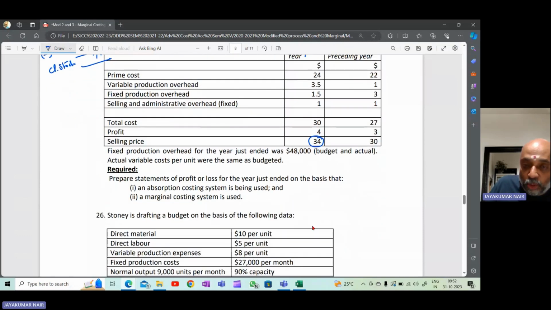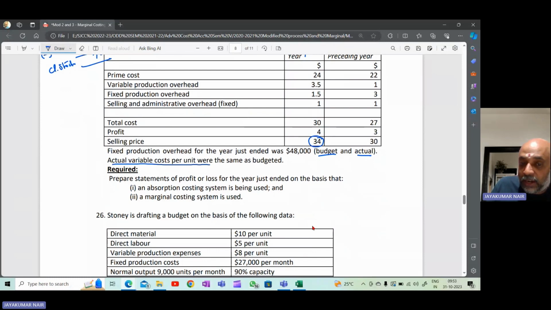Fixed production overheads for the year just ended were $48,000, and budgeted and actual are both the same. Budgeted is also 48,000, actual also 48,000. Actual variable cost per unit was the same as budgeted. So this is what is given to you.